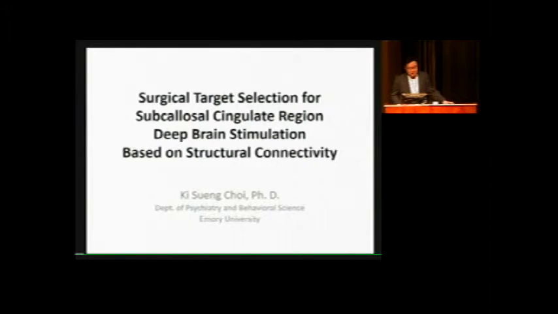Good morning, everybody. Today I'm going to talk about surgical target selection for subcallosal cingulate region deep brain stimulation based on structural connectivity. My name is Sueng Choi. I came from Emory University.